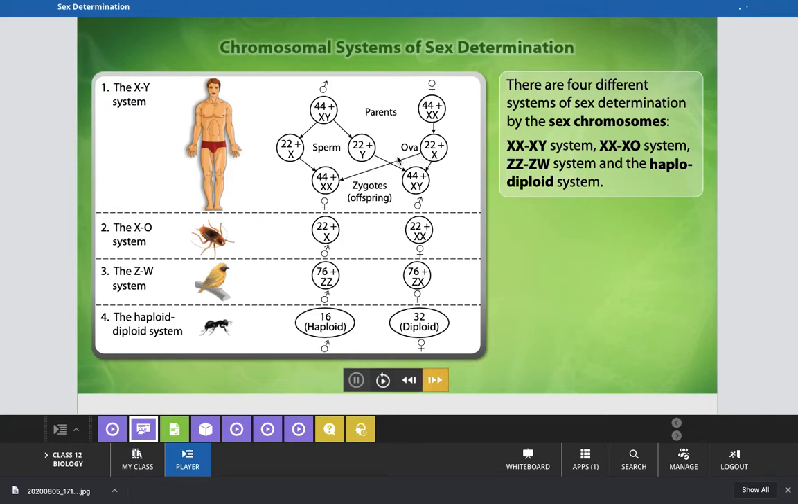Now, what happens at the time of fertilization? When the egg is fertilized by the sperm with Y chromosome, the genetic constitution becomes 44 plus XY. That means this zygote will develop into a male child. On the other side, when the egg is fertilized by the sperm with X chromosome, the zygote develops into the offspring considered female because of the 44 plus XX genetic constitution.